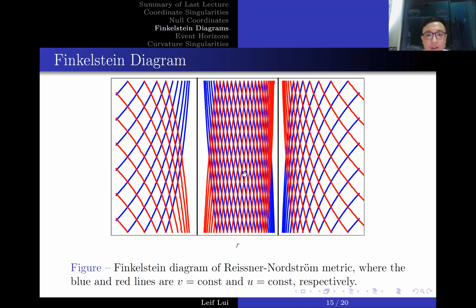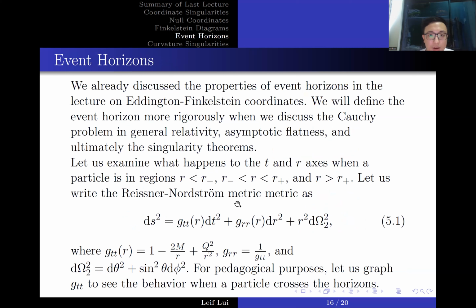So this diagram is actually very nice because it's one of my favorite diagrams in general relativity, plotting the null coordinates together. Now that we have discussed Finkelstein diagrams, let us discuss properties of the event horizon. So we have already discussed the properties of event horizons in the lecture on Eddington-Finkelstein coordinates.